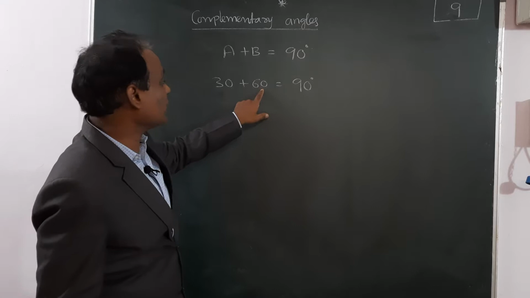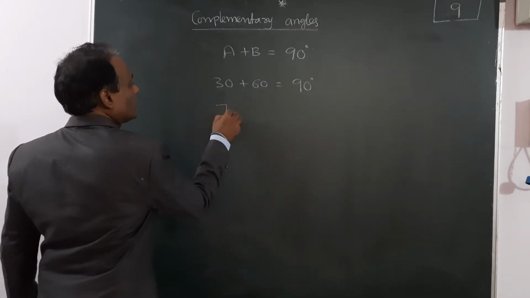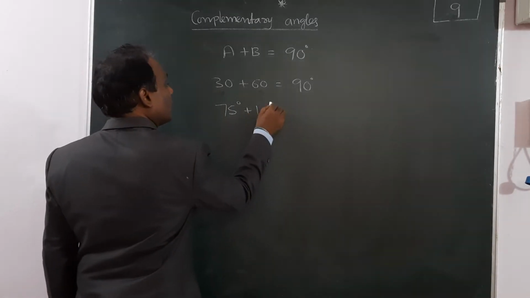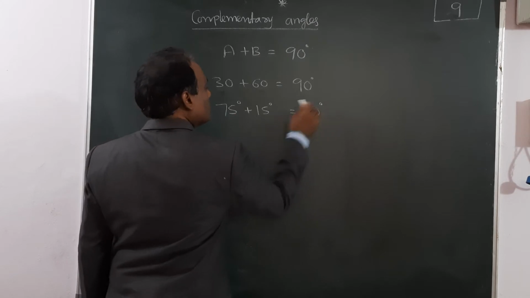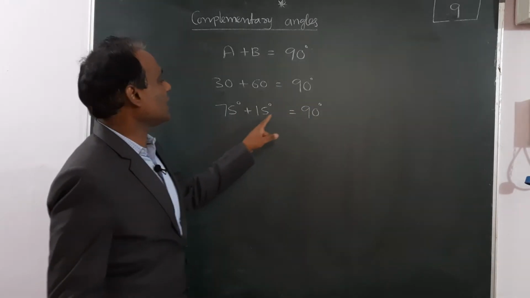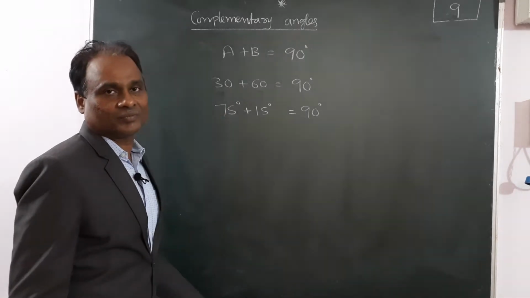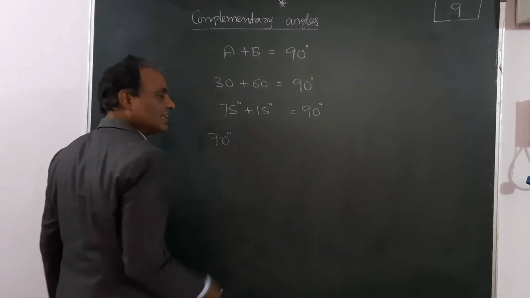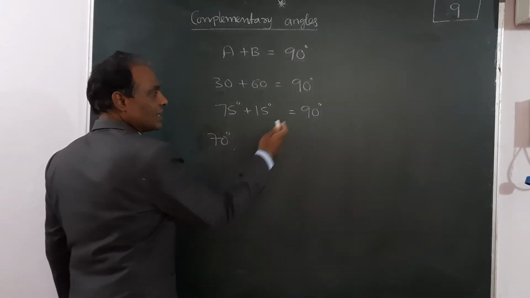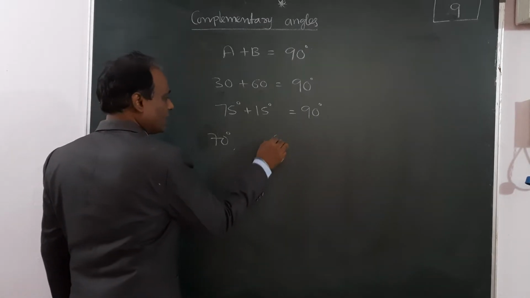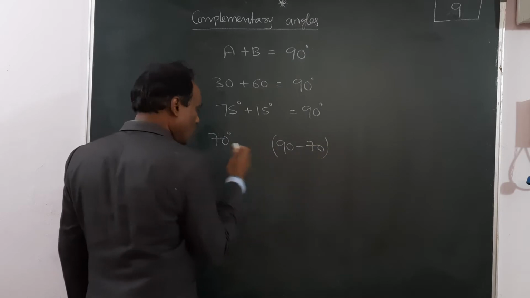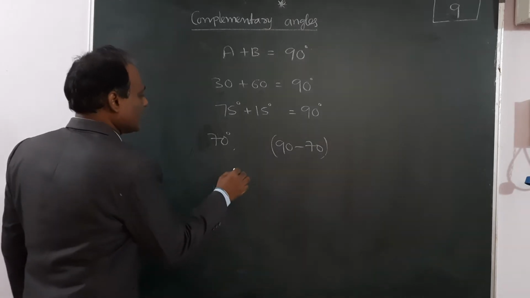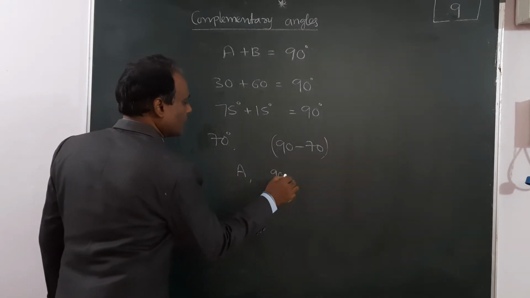Complementary angle for 60 degrees is how much? 30 degrees. Similarly, suppose 75 degrees, what is its complementary angle? 15, so that the sum should be 90. If the sum is 90, then one is called complementary to the other. If one angle is 70 degrees, what is the other angle? 20. 70 plus 20 is 90. Or we can find the other angle as 90 minus 70. If one angle is known, the other angle is 90 minus 70, which is nothing but 20. So if one angle is A, the other angle will be 90 minus A.